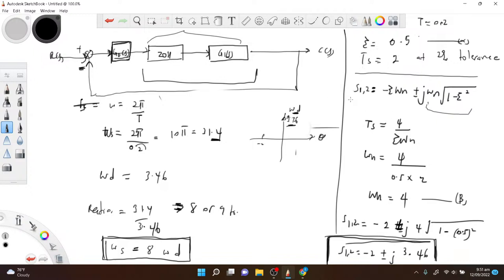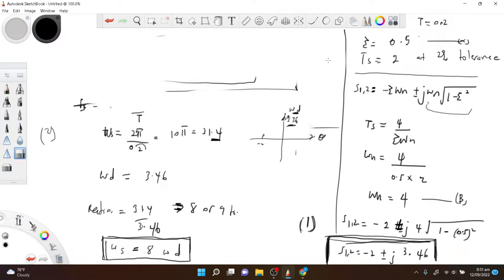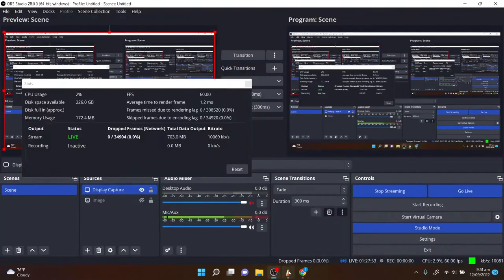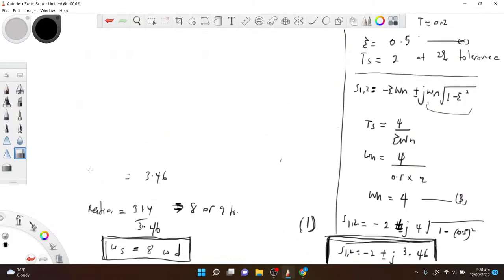So this is step 1. Step 1 is to, based on your specifications, find your closed-loop poles in the S-plane. Step 2 is to verify that the ratio of the sampling frequency to the system frequency is greater than 8. Step 3 is to convert the closed-loop poles in the S domain to the Z domain.